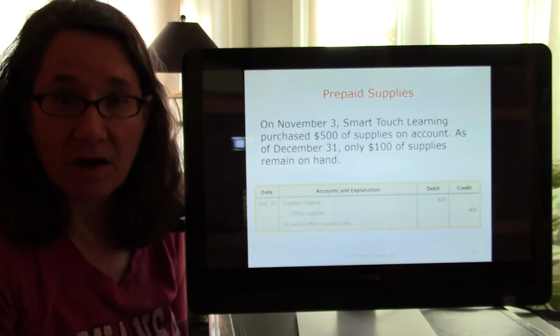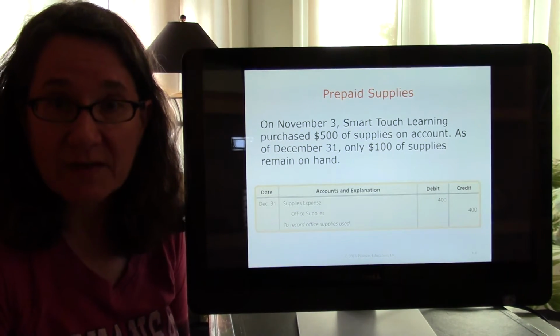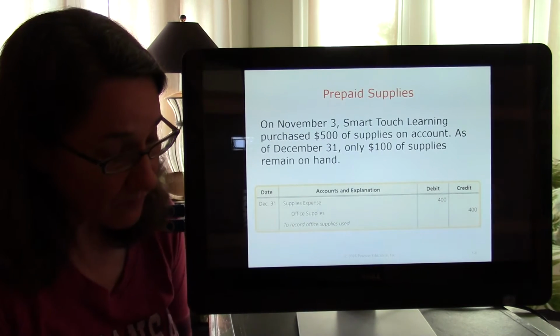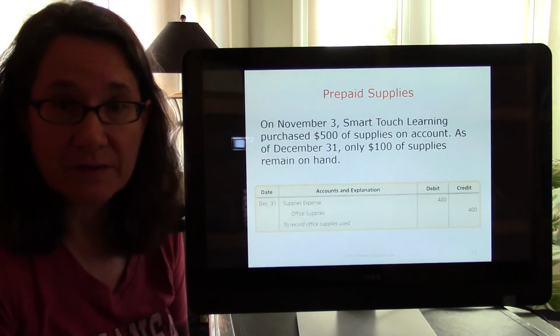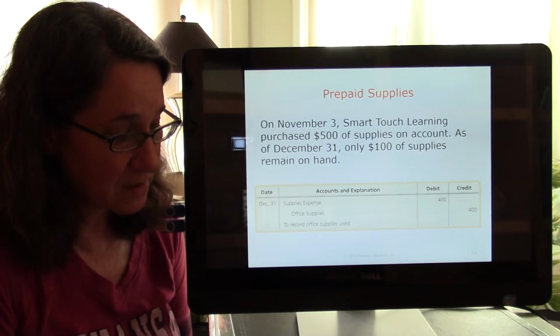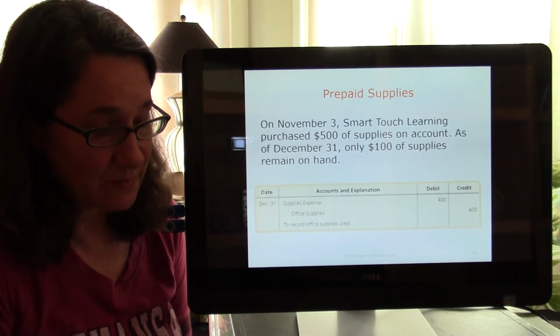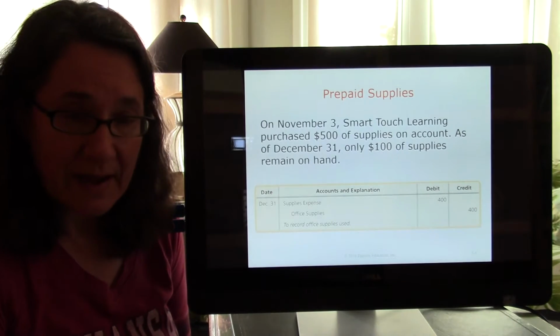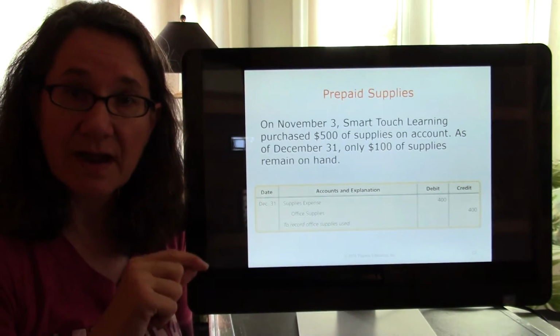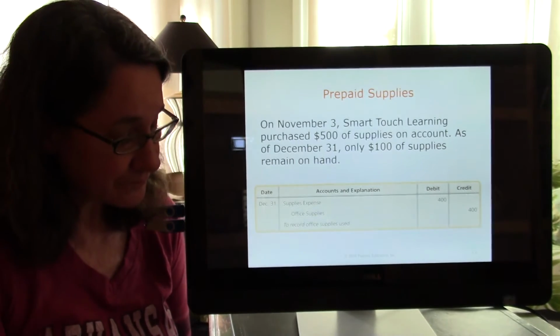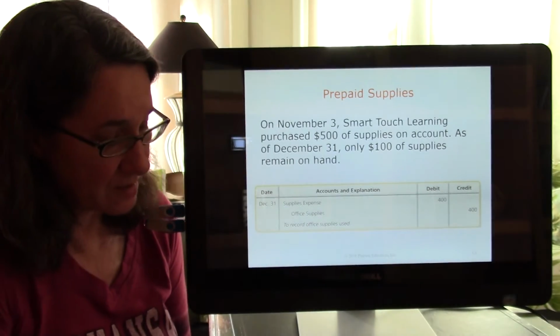And depending on what kind of office you have, some of those supplies can actually be pretty expensive. So you buy a bunch of supplies and you use them up over the course of a month or however long of a period. So that's supplies. So you're going to have prepaid supplies, and then as the month goes by, you need to record how much of them you used. So that's what this is.